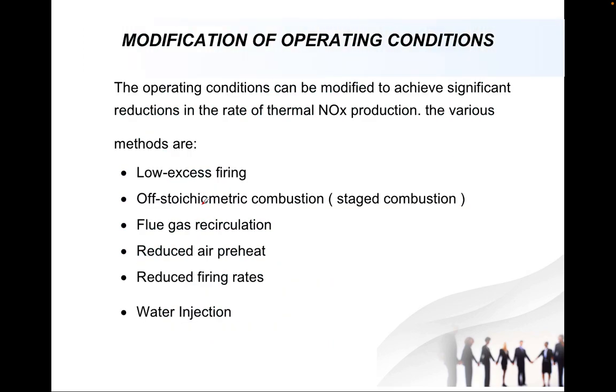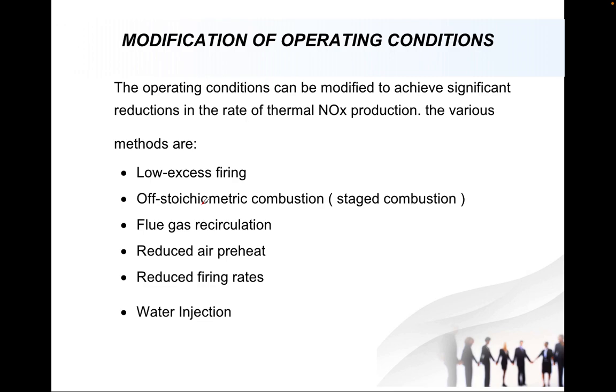The next method is the modification of operating conditions. As we know, the thermal temperature of the combustion, in the particular combustion process, there are many factors which are going to affect the combustion process. The first way is reducing the combustion temperature, the temperature at which the combustion process will take place. To reduce that, we can use different methods: low excess firing or off stoichiometric combustion.